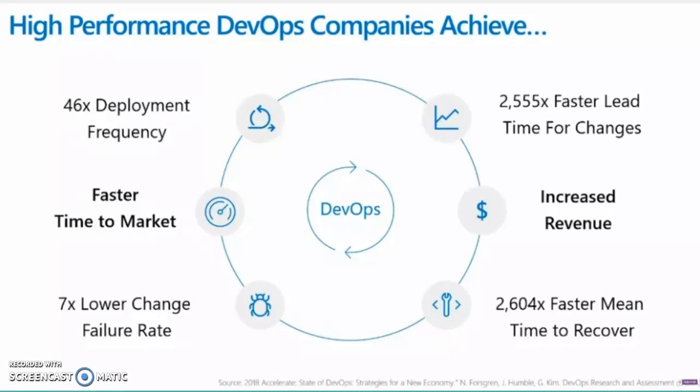So we can see here in this model what high performance DevOps companies achieve. They achieve 46 times more deployment frequency, faster time to market, 7 times lower change failure rate, over 2,000 times faster lead time for changes. They have increased revenues and over 2,000 times faster mean time to recovery.